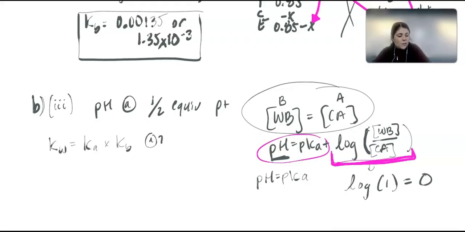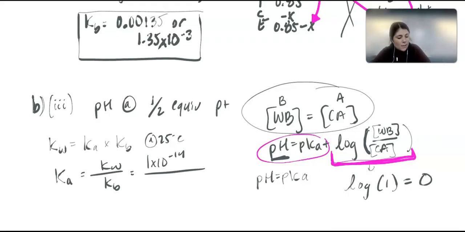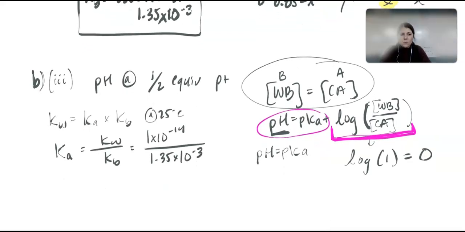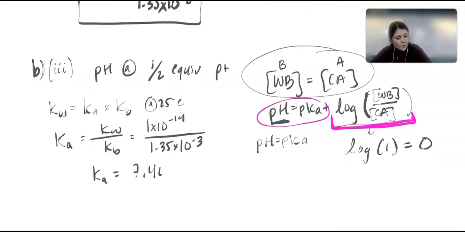So this is true at 25 degrees Celsius. If I'm trying to solve for Ka, this will be Kw over Kb. So 1 times 10 to the negative 14 over my Kb, which I solved originally as 1.35 times 10 to the negative 3. If you do it a different way, you could just take the negative log of Kb to get pKb. That also works as well. Both routes still get you to the same answer. So here, Ka will be 7.407 times 10 to the negative 12.